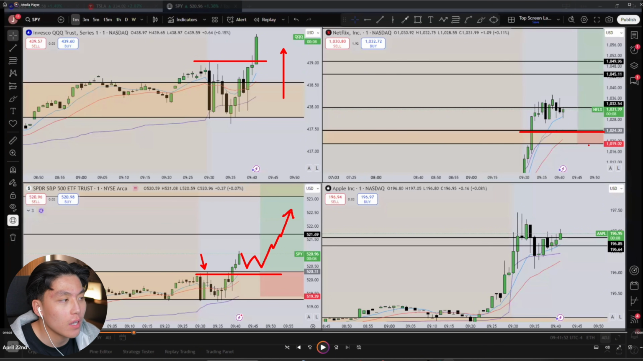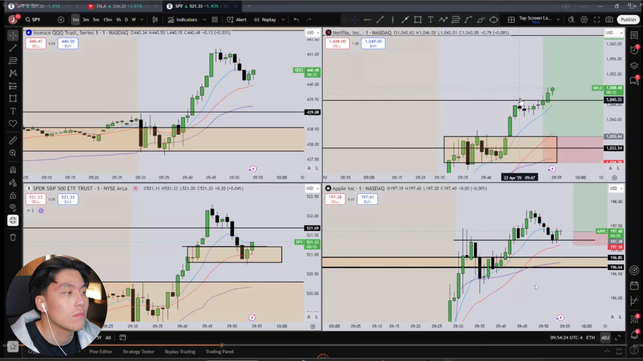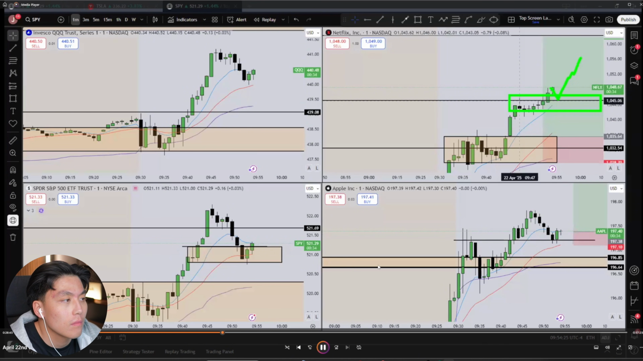And as I was talking about, Netflix is one of my main watches. I really want to see the retest of this 1024 for this push back up towards that all-time highs here on Netflix. Yeah, as for Netflix now above your 1045, this down close candle you like to see hold now. 1047, 947 for this push up and towards all-time highs.